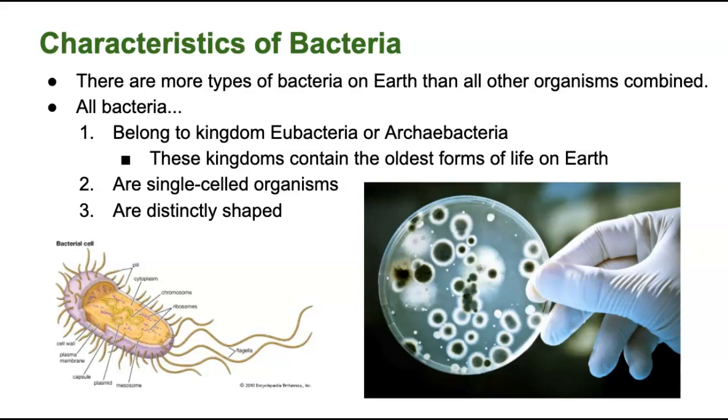So just a quick review about some of our bacteria from Monday. There are lots and lots of bacteria on Earth. There are actually more types of bacteria on Earth than all other organisms or living things combined. Bacteria belong to either kingdom Eubacteria or kingdom Archaebacteria, and they're considered to be really, really old. They're the oldest forms of life on Earth, some scientists think. All bacteria are going to be single-celled, so instead of having lots of cells that make them up, they're all one cell each, and they're grouped by their shapes. They're distinctly shaped.